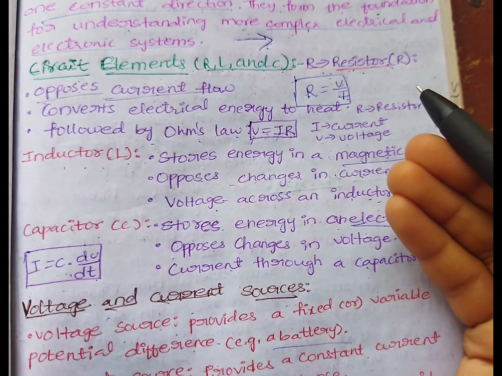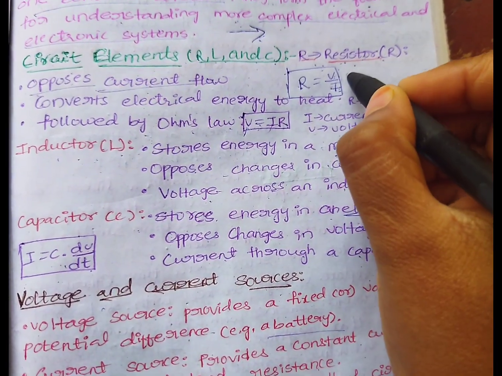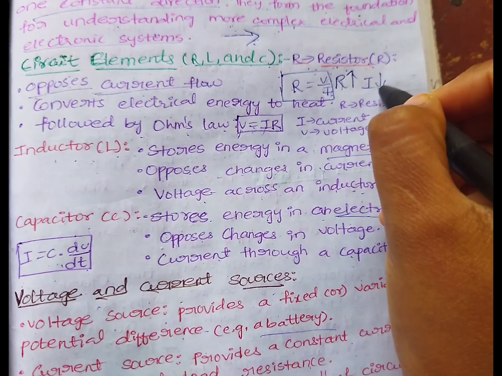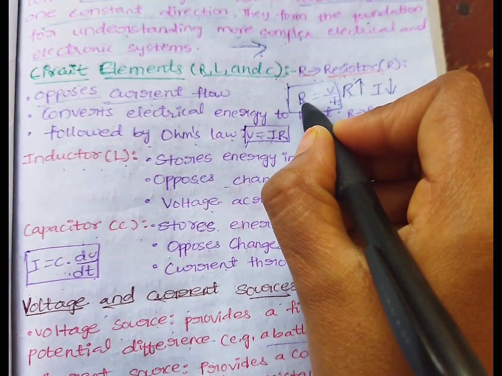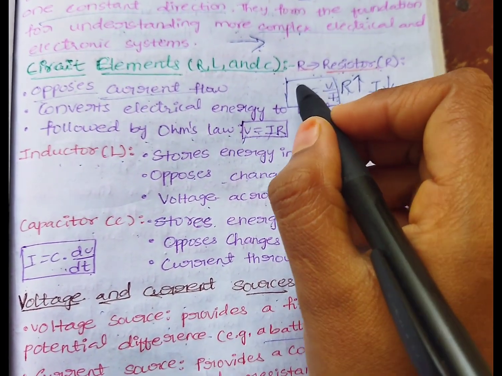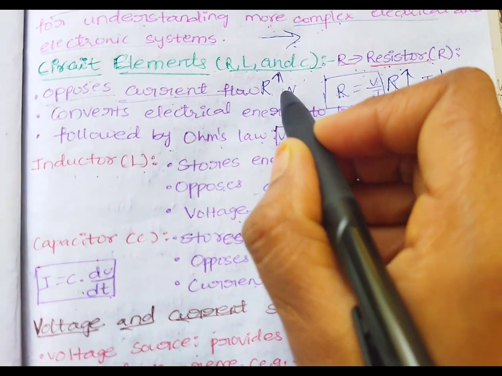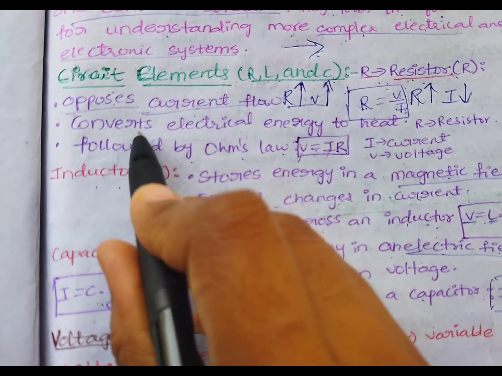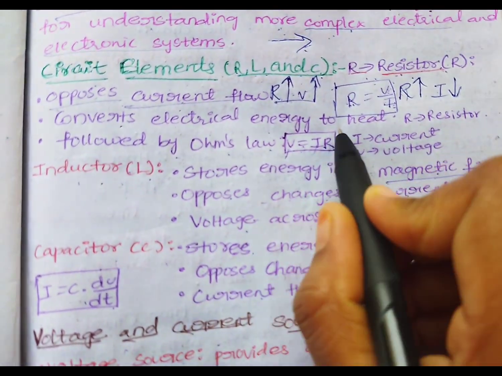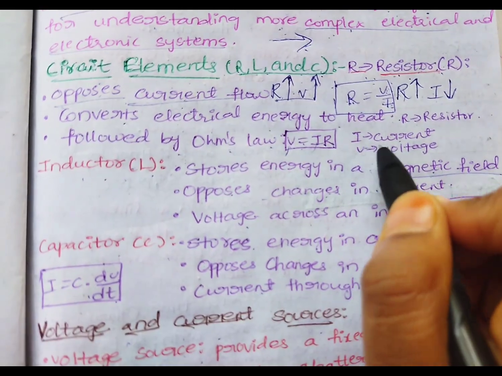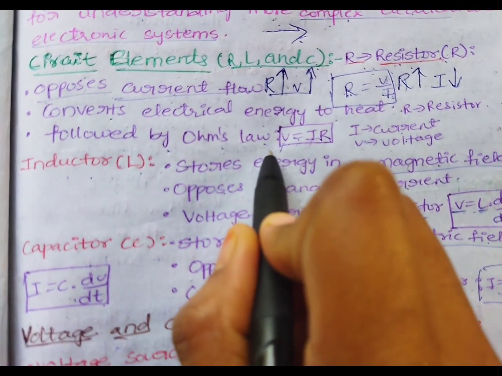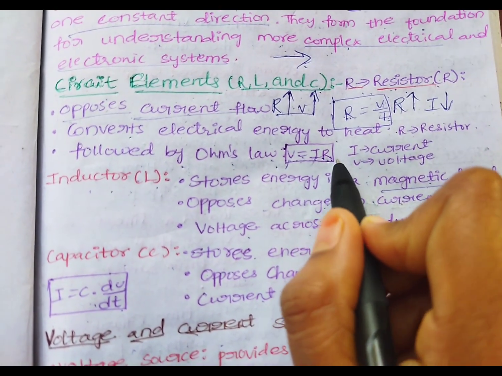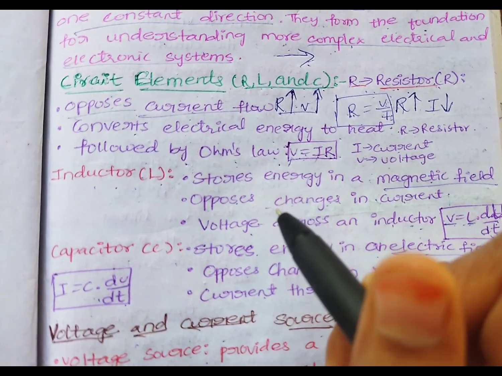It opposes the flow of current. When resistor R increases, current I decreases. These are inversely proportional to each other. And resistor and voltage are directly proportional to each other. When resistor increases, voltage also increases. These two are directly proportional to each other. It converts electrical energy to heat. R is resistor, I is current, V is voltage. This is followed by Ohm's law. Ohm's law is nothing but voltage equals current into resistor.